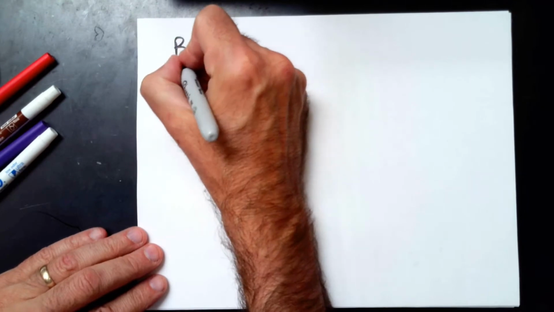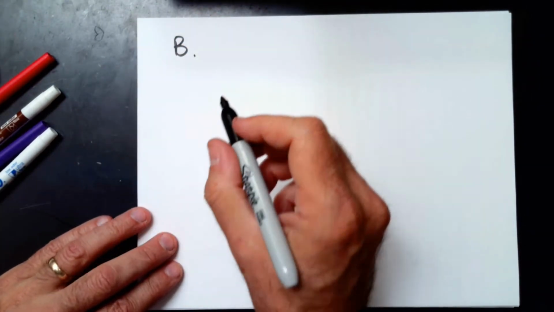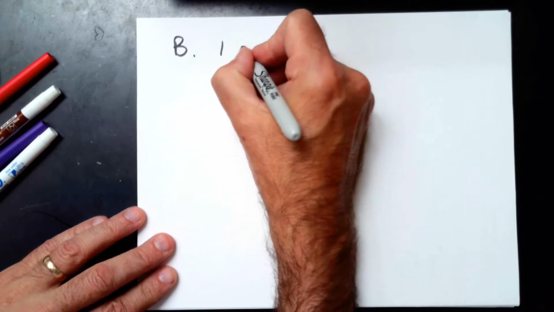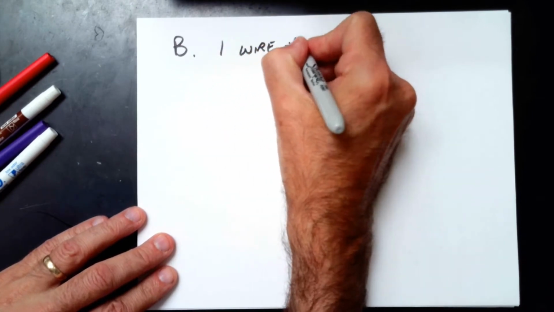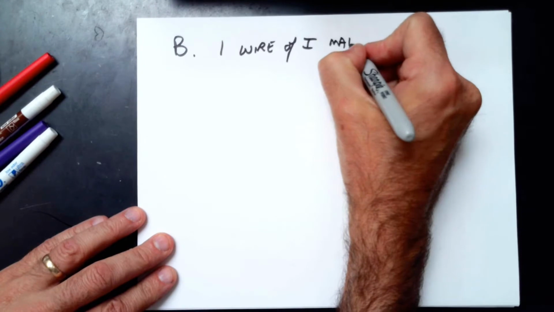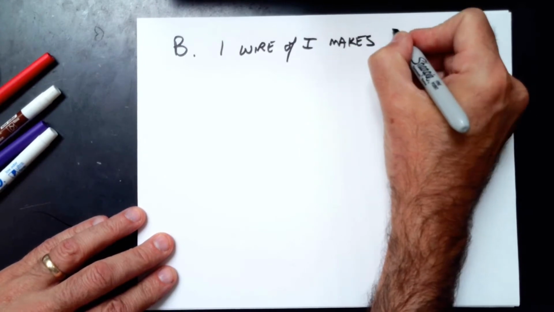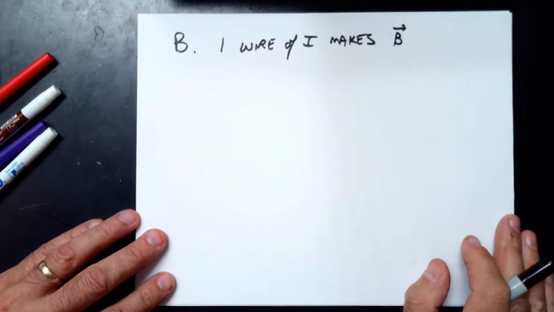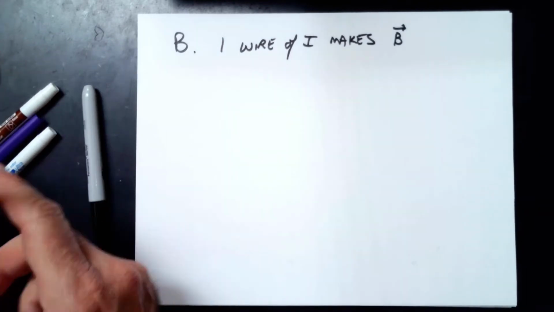Now we're actually going to use Ampere's law to figure out the magnetic field, like a formula for the magnetic field strength for certain geometries. And we'll start with the simplest possible geometry. So one wire of current I makes a magnetic field B. One wire of current makes a magnetic field. Okay, let's see what that would look like.